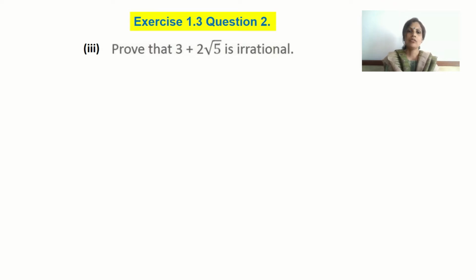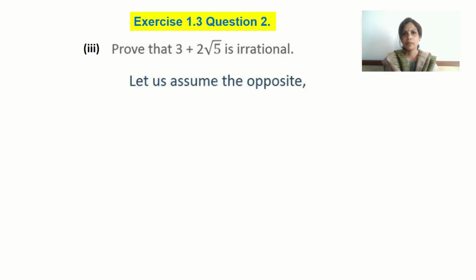We are given that 3 plus 2 root 5 is an irrational number, and we will consider exactly opposite to this, that 3 plus 2 root 5 is a rational number. And then we will check whether our assumption is correct or it is not true. So we will consider that 3 plus 2 root 5 is a rational number.